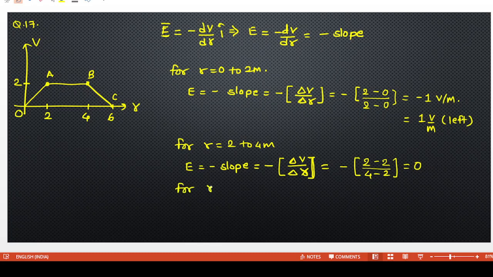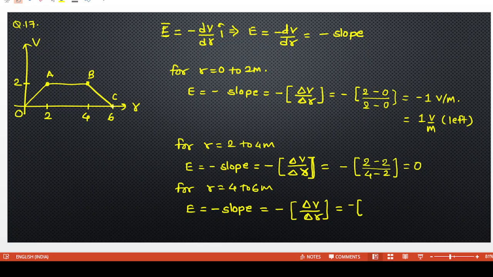And finally, for r equal to 4 meter to 6 meter, between the points 4 and 6, for the positions 4 meter to 6 meter, what will be the electric field? It will be again negative of slope, means negative of total change in y upon total change in x. This can be done for a straight line. No need to find the slope at each point. You can directly find the slope as change in y upon change in x.